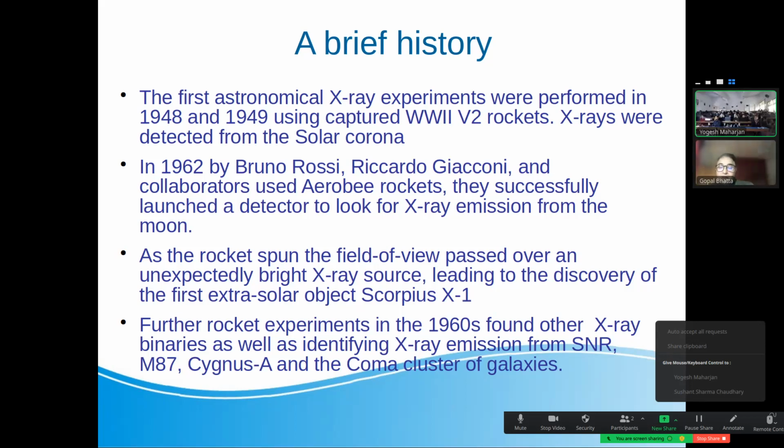And then later came the orbital telescopes. They were able to put space telescopes in orbit, and they discovered many more sources of X-rays, like supernova remnants, M87 and Cygnus A, and other clusters and pools of galaxies.